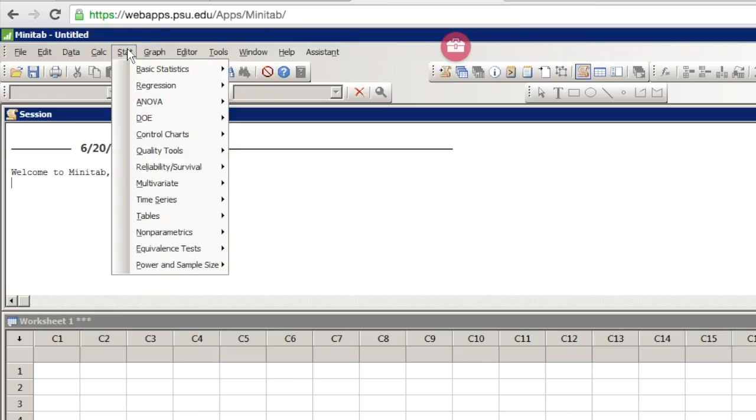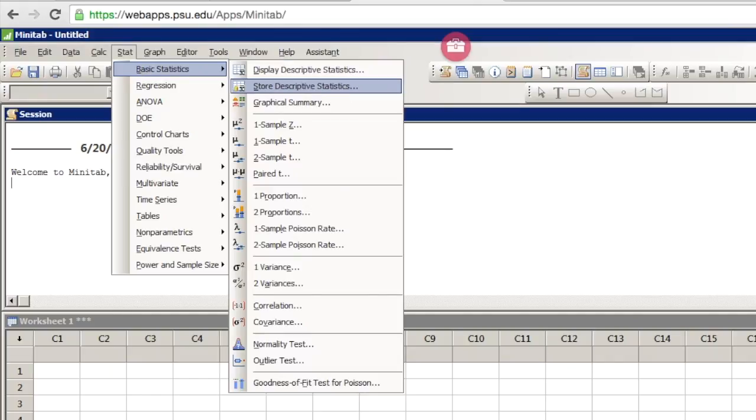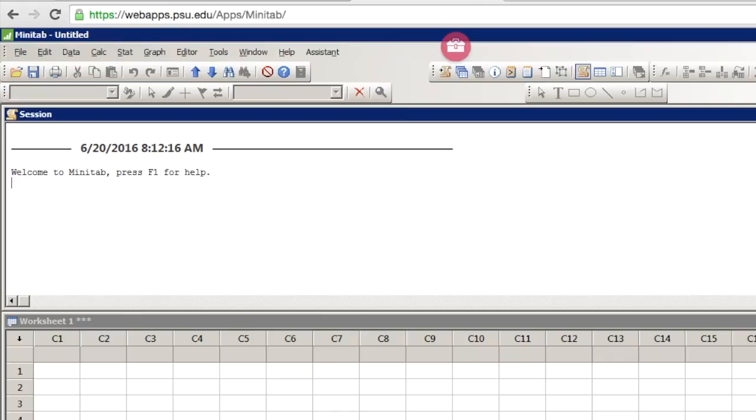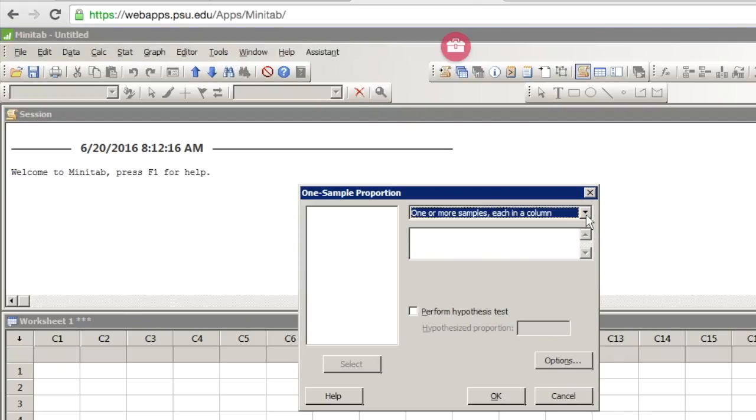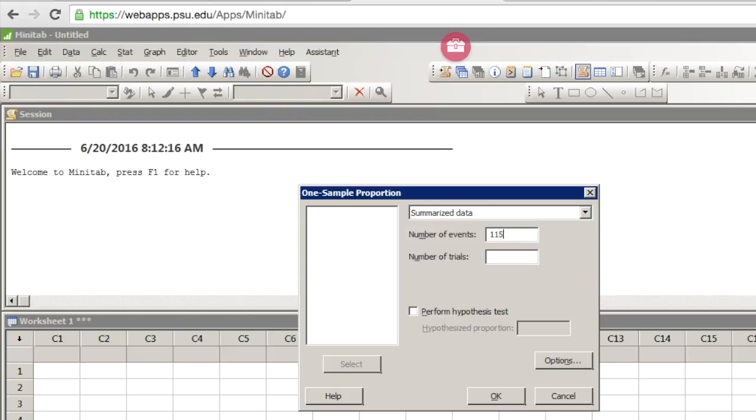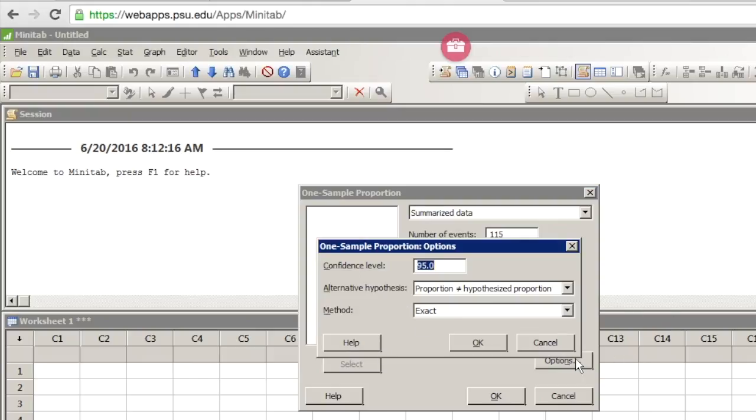In Minitab, we'll go to Stat, Basic Statistics, 1 Proportion. We have summarized data. Recall there were 115 students who said yes out of a total of 440. And we're performing a hypothesis test to determine if the population proportion is greater than 0.25. Under Options, we have to select a right-tailed test, and we check the assumption that the sample sizes were sufficiently large that we can use the normal approximation method.